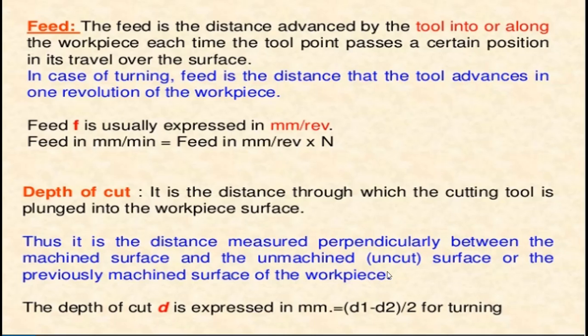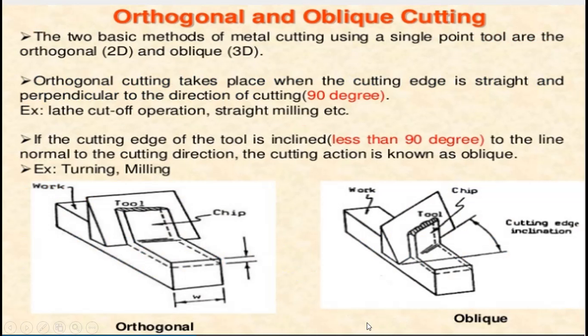Thus, in the case of a lathe machine, it is the perpendicular distance measured between the machined surface and the unmachined surface. For an operation like turning, initial and final diameters are considered. Say D1 is the initial diameter and D2 is the final diameter. So depth of cut, small d, is expressed as the unmachined surface diameter D1 minus the machined surface diameter D2, divided by 2 for turning.